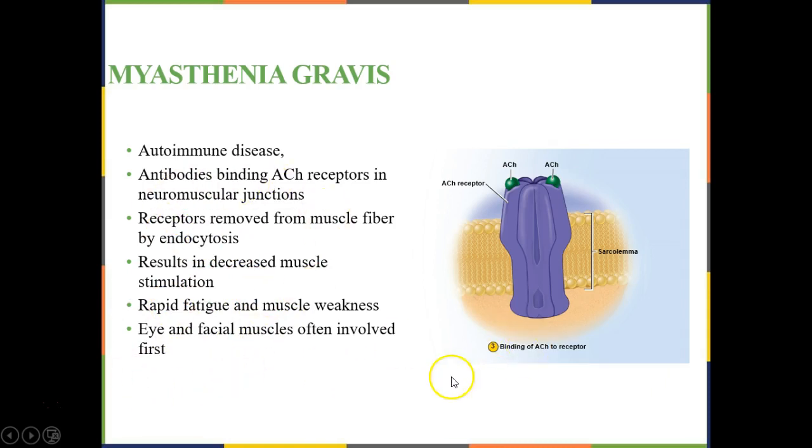I don't have a great picture, so I found this and thought it would be good because it shows the acetylcholine receptors and acetylcholine bound. So what happens is antibodies will bind here and break down this receptor.